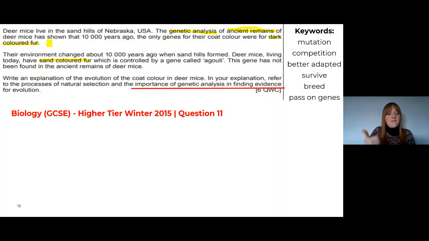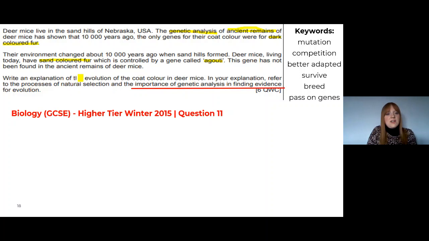And we know then that that variation is caused by a mutation. So they have sand-coloured fur, which was controlled by a gene called GUTI. So they've named the gene in this example. This gene has not been found in the ancient remains of deer mice. So we've done some genetic analysis. We've compared the DNA of the ancient remains of deer mice 10,000 years ago, and we've compared the deer mice of today. And we've noticed that 10,000 years ago, there were dark-coloured fur. Today, they have sand-coloured fur.